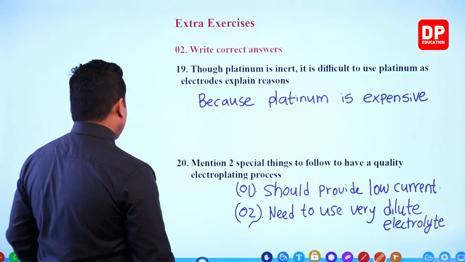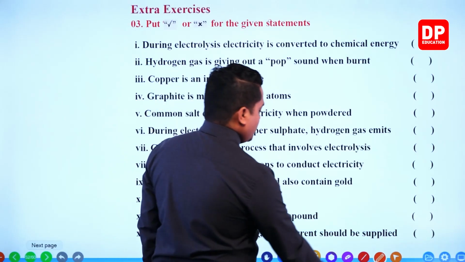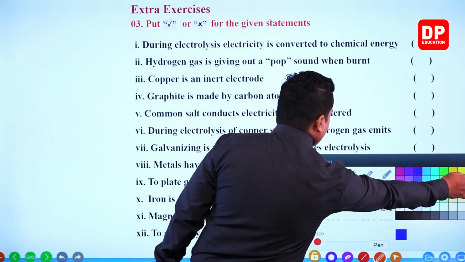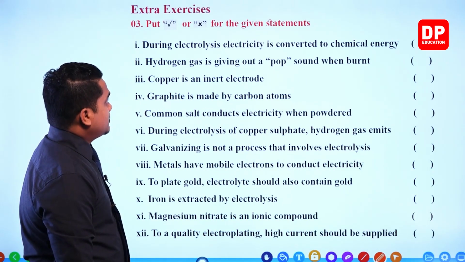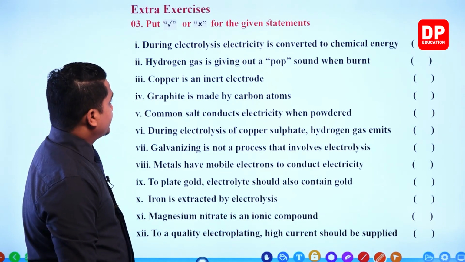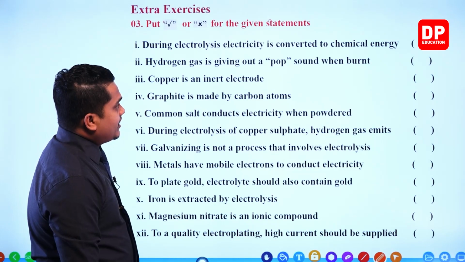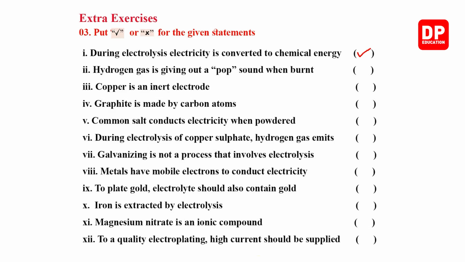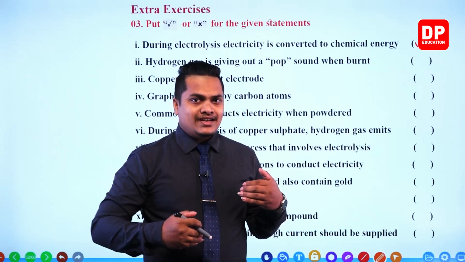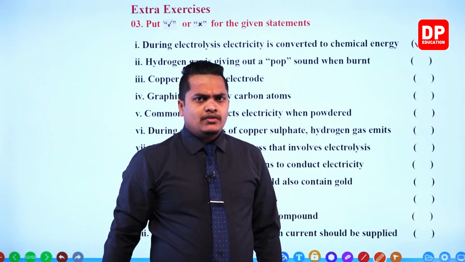Right then, so we'll move on to the next question, my dear children. A different type of question. Here what you have to do is put a tick or else a cross for the given statements. During electrolysis, electricity is converted to chemical energy. Absolutely correct. Our result is generated in a chemical reaction by providing electricity. So electricity is getting converted to chemical energy.